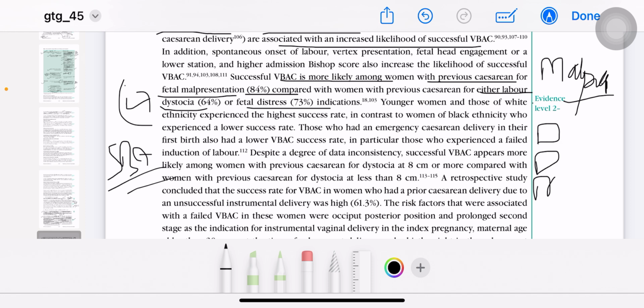So remember DDM: dystocia, distress, and malpresentation. The dystocia will be 64, the distress is 73, and the malpresentation is 84. So 6, 7, 8, and 4, 3, 4. You have to memorize it like this.